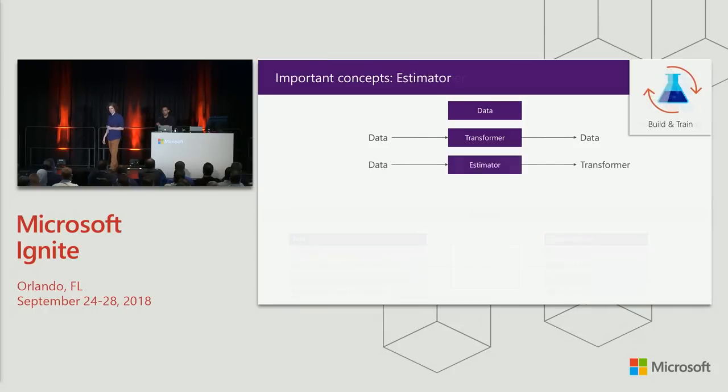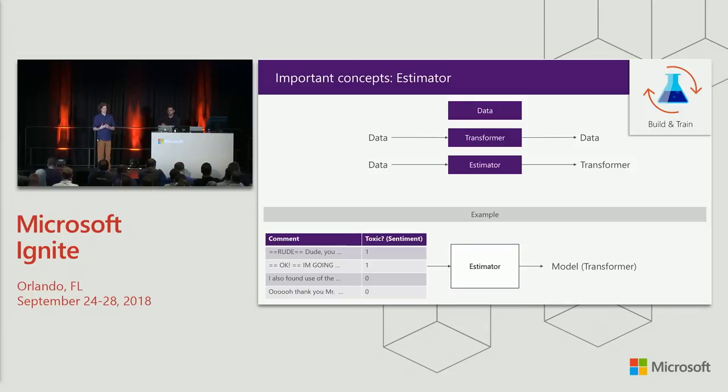Now, how do we get these transformers? Estimators are the things that take in data and do some learning on it to produce that transformer. So the thing that we're actually trying to come up with, the model, can be trained using an estimator. We're going to provide it the comment and the label, whether it's toxic or not, and it will create a transformer, in this case the model, that takes the input and gives us the output.